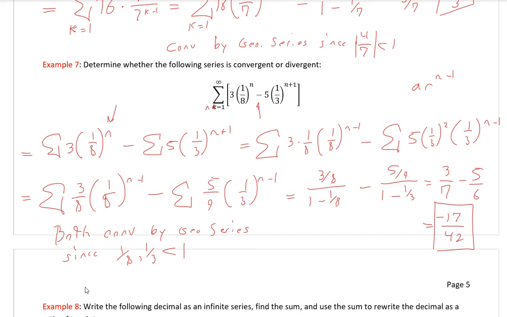And yes, it's perfectly fine for it to converge to a positive or a negative number. It does not need to matter. It's not like we're doing an area here. It can converge to whatever number it needs to.